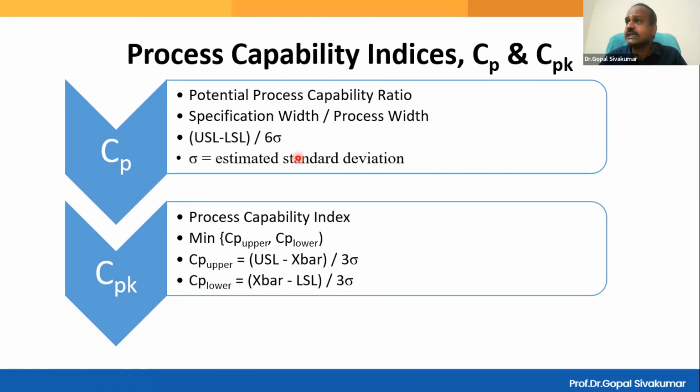See here, Cp and Cpk. All of you, can you see the formula? Cp is USL minus LSL divided by 6 sigma. Cpk, look at the formula. X bar is also coming, sigma also coming. There are two things: one is called Cp upper, the other is called Cp lower. Whichever is minimum will be picked up as the Cpk. This is the formula, right?